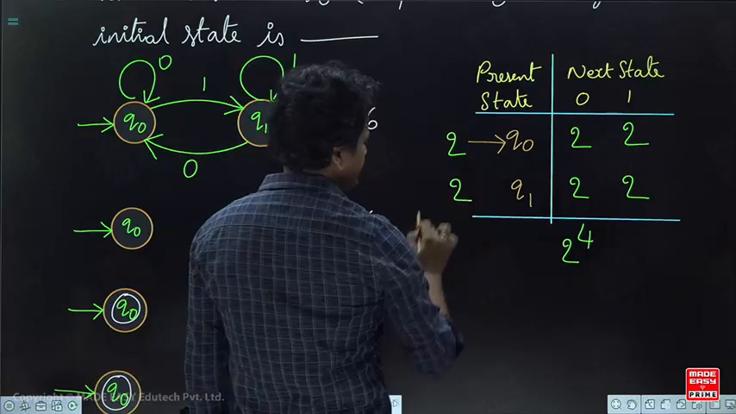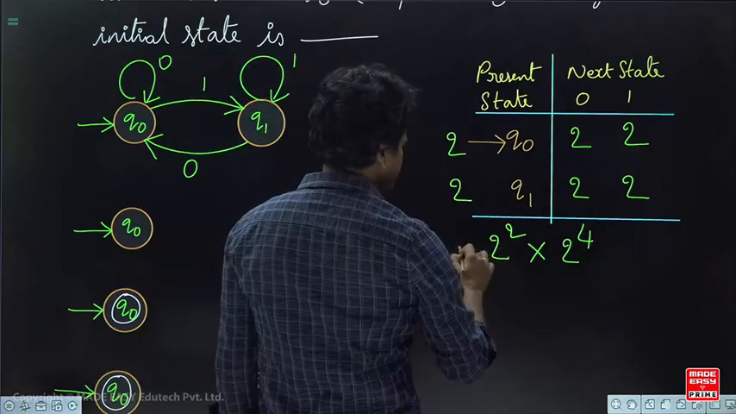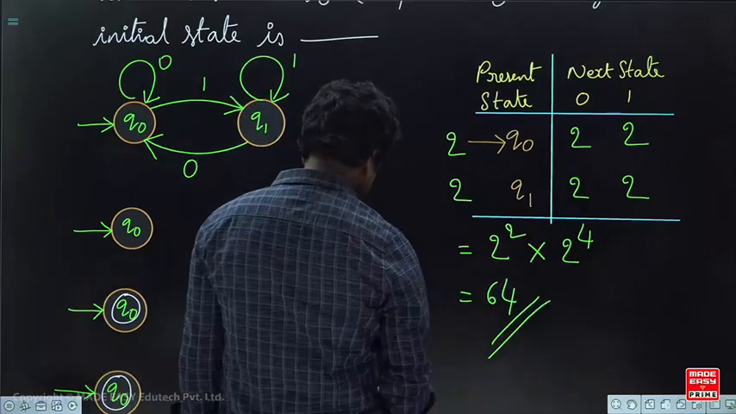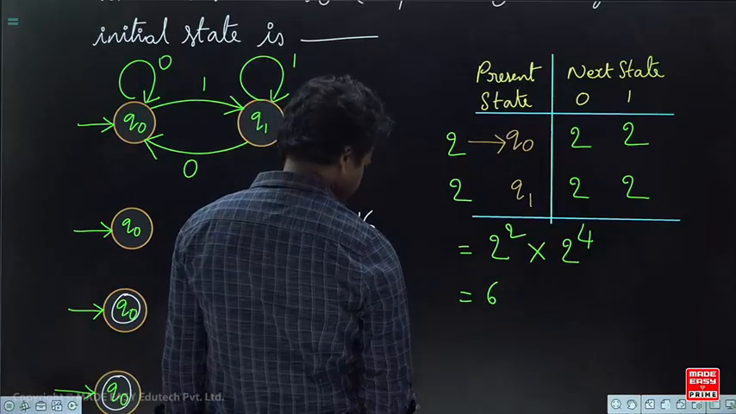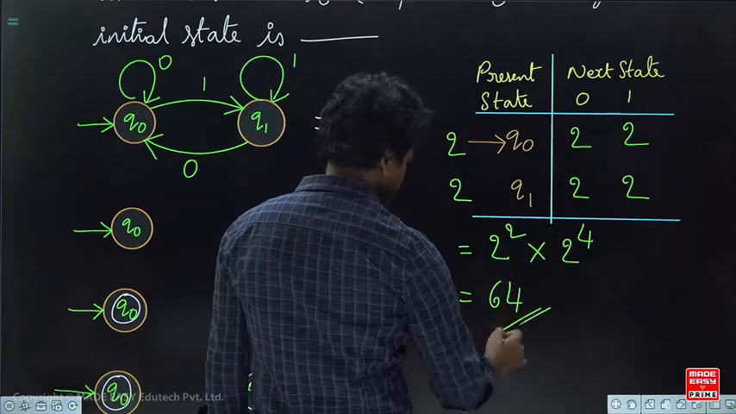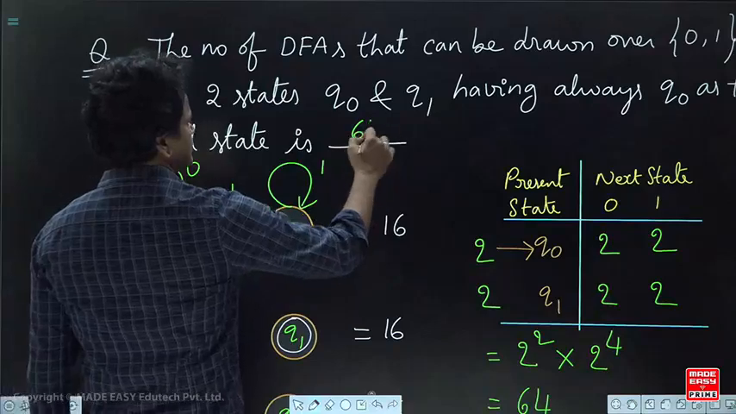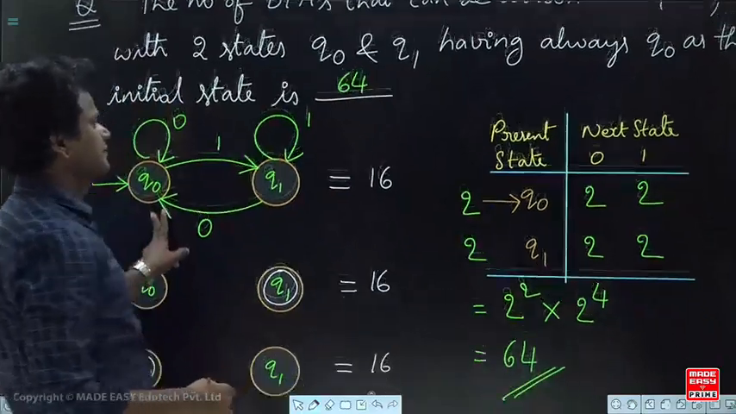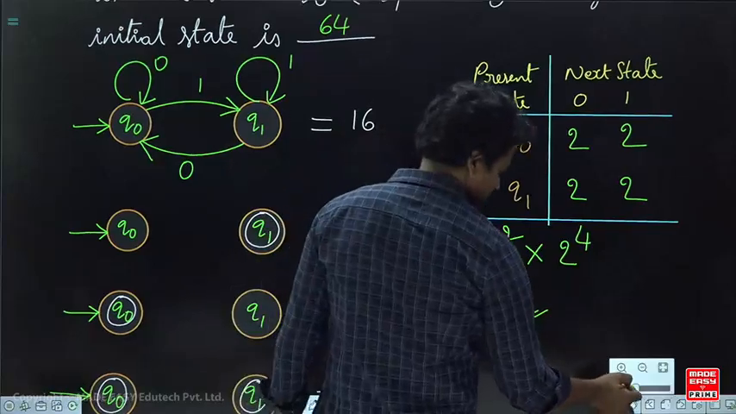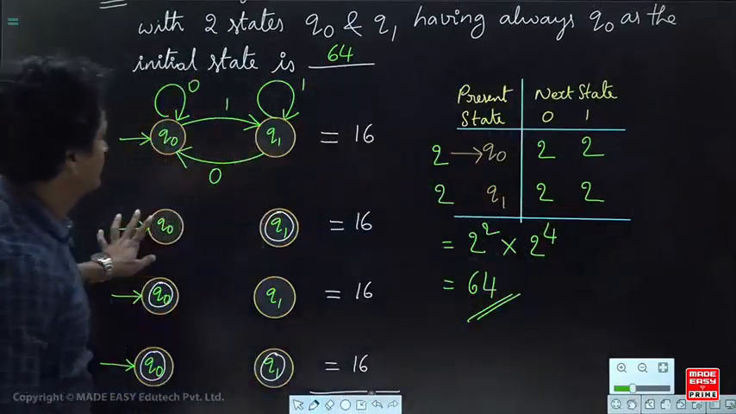So Q1 can be final or non-final. 2 into 2, 2 square, into 16. So the answer is 4 into 16, 64. Okay guys, 64 is the answer for this question. So guys, copy this.